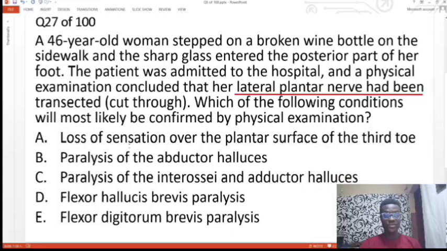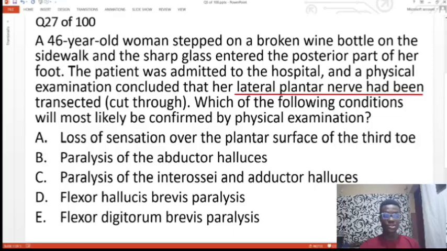Option A says loss of sensation over the plantar surface of the third toe, paralysis of the abductor hallucis, paralysis of the interosseous and adductor hallucis, flexor hallucis brevis paralysis, flexor digitorum brevis paralysis. So this question is basically asking us which of the following muscles will be affected when the lateral plantar nerve has been transected or has been cut through. So let's discuss the layers of the sole of the foot now.